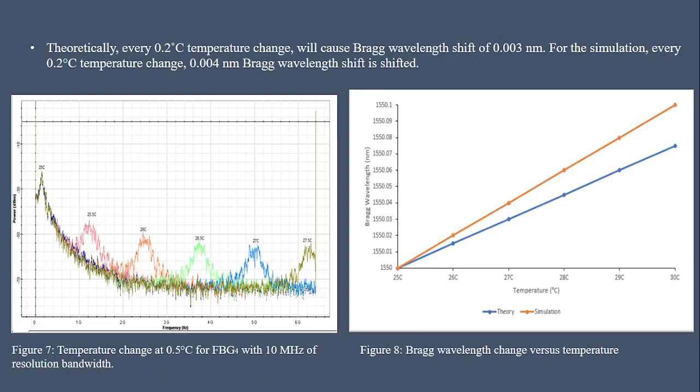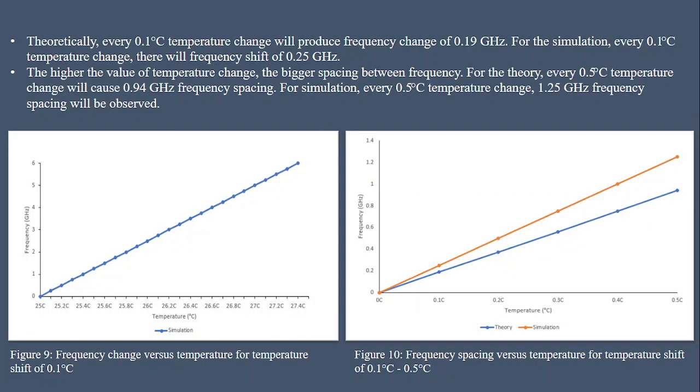For figure 8, theoretically every 0.2 Celsius temperature change will cause a Bragg wavelength shift of 0.003 nanometer. For the simulation, every 0.2 Celsius temperature change shifts the Bragg wavelength by 0.004 nanometer. Next, for figure 9, every 0.1 Celsius temperature change will produce a frequency change of 0.19 GHz. For the simulation, every 0.1 Celsius temperature change, there will be a frequency shift of 0.25 GHz.